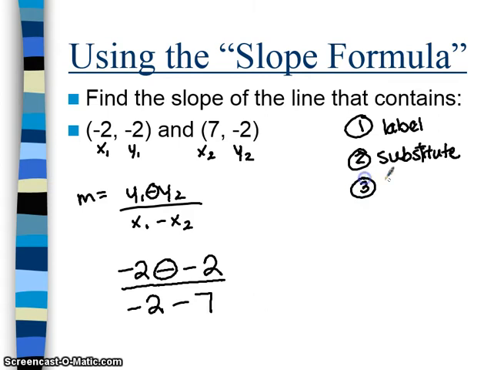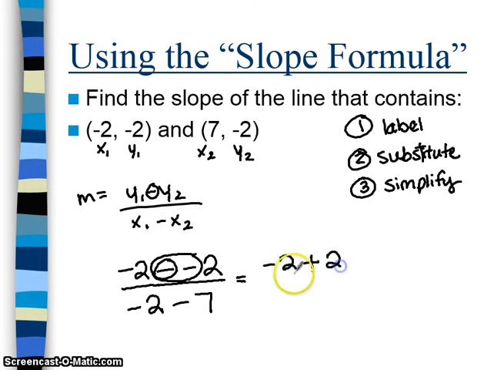Now on to step 3. All we need to do is simplify and we'll get our slope. Now remember, the first thing that we're looking for is, do we have minus and negative, because we want to rewrite that as a plus sign. So we have negative 2 plus 2 over negative 2 minus 7. Now that we've taken care of minus a negative and rewriting it as a plus sign, we can simplify the expression.